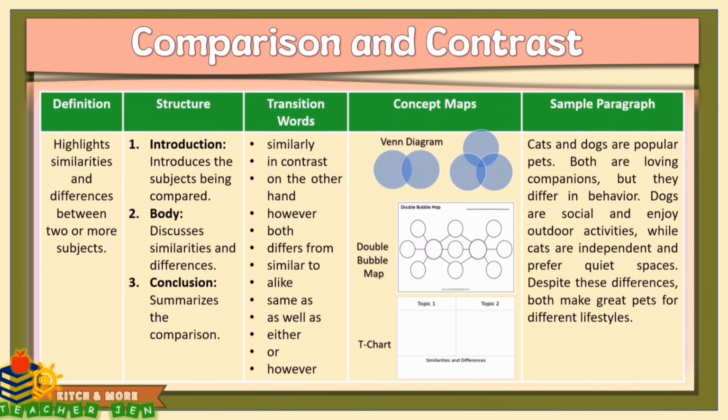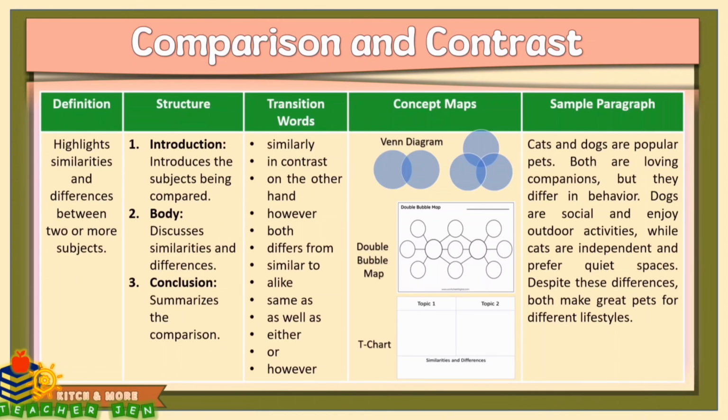Now, what are the concept maps? To organize ideas, writers often use Venn diagrams, double bubble maps, or T-charts. These tools help visualize what is shared and what is unique about the subjects. And here is the sample paragraph.